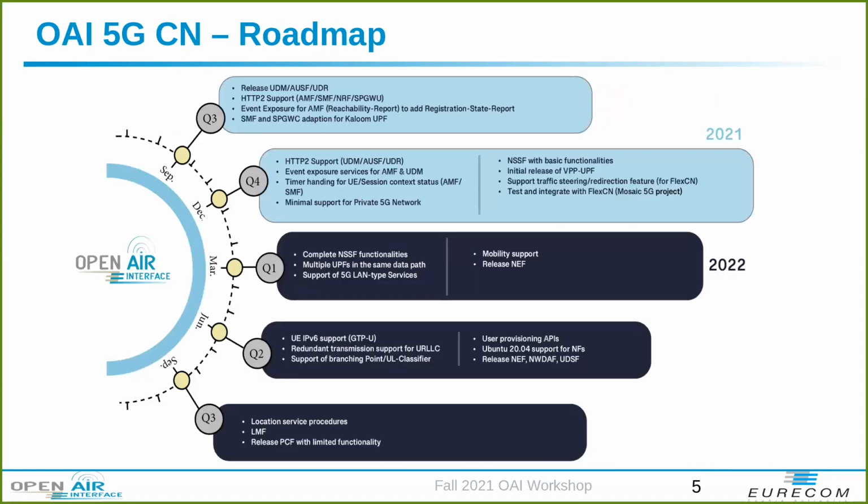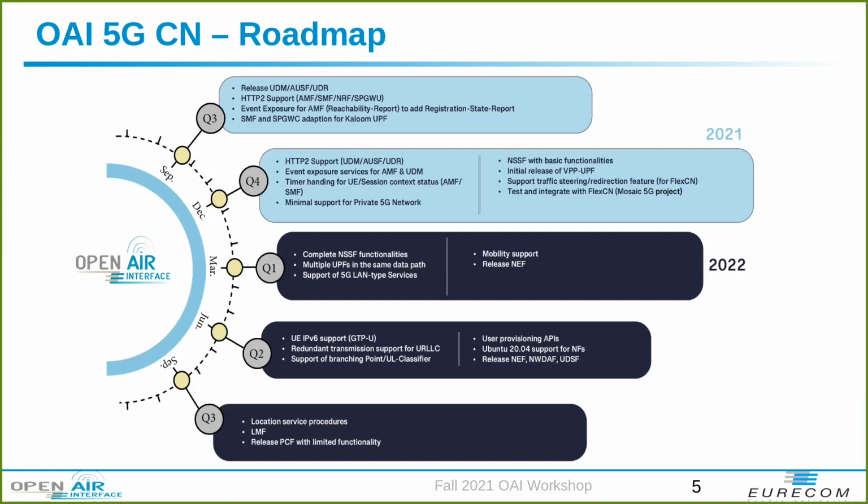For the roadmap, let me go very quickly through the main tasks, and you can find detailed information on our 5G core network project website. For the next release at the end of 2021 and beginning of 2022, our main task is to provide minimal support for private 5G core network, which has become an important use case for us.